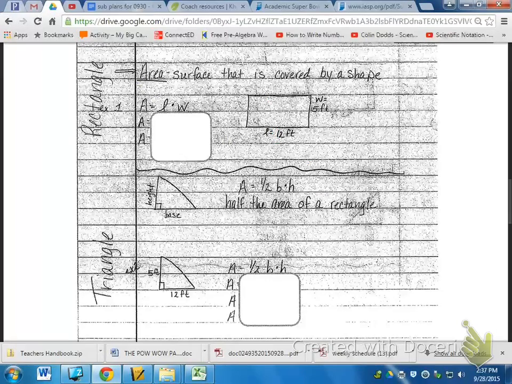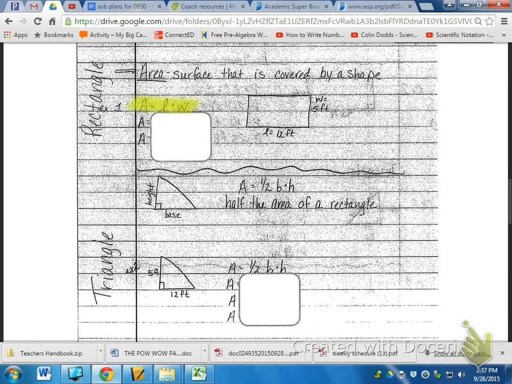All right, so now we're going to move on to area, and area is the amount of surface that is covered by a shape. So we're going to start with the rectangle. Area formula is pretty basic. You should probably already know it. Area equals length times width. So in this rectangle, my length is 12 feet and my width is 5 feet.